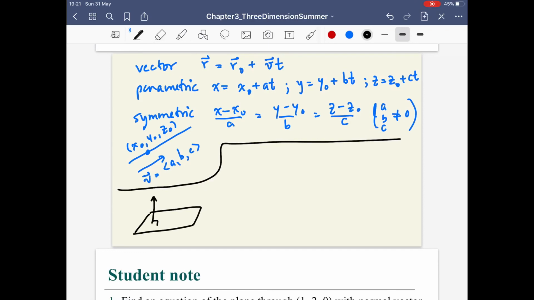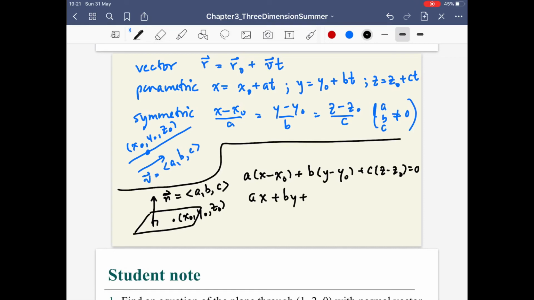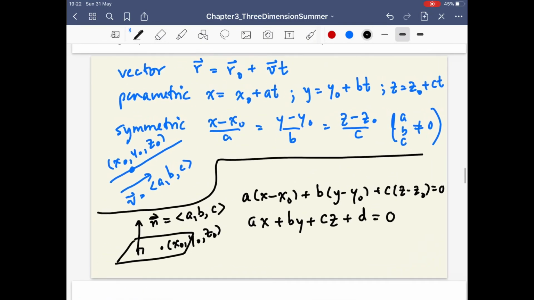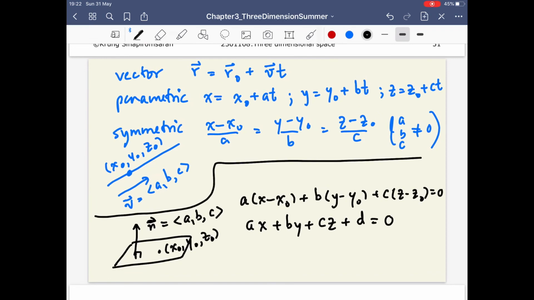You have the vector that is perpendicular to the plane, let's say ABC. This one is called a normal vector, and with the point that your plane is passing through, the equation of the plane, or the linear equation, will be a times x minus x0, plus b times y minus y0, plus c times z minus z0 equals 0. But usually the form that you see in the problem will look like this: ax plus by plus cz plus d equals 0. We'll stop right here.